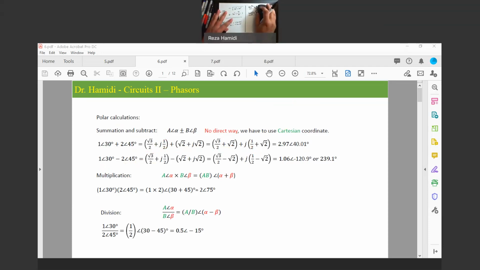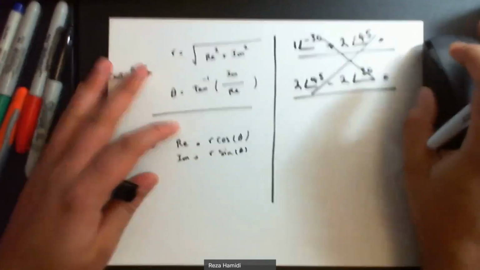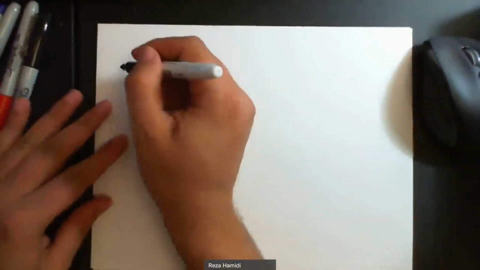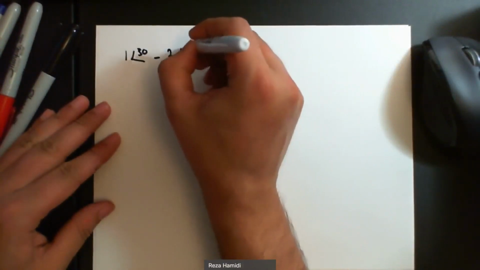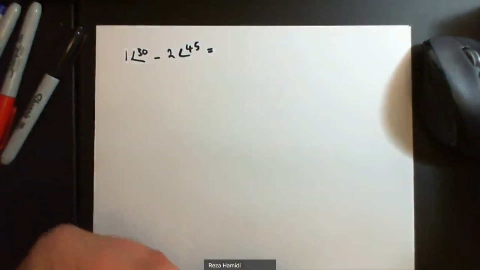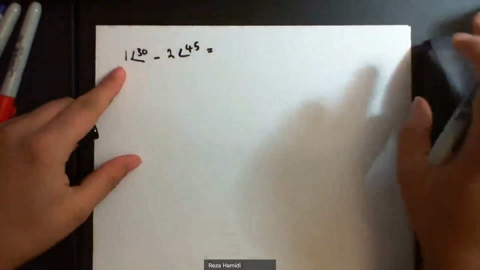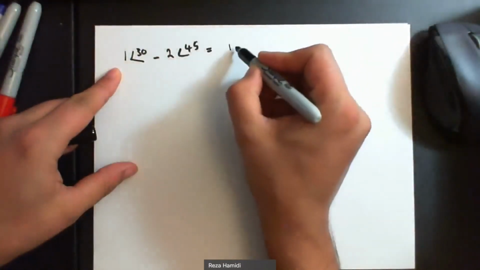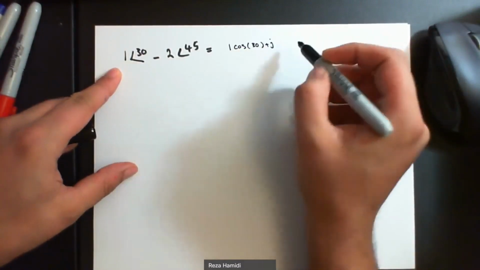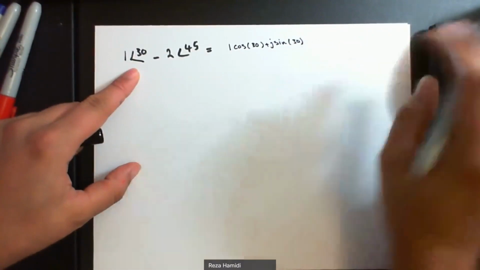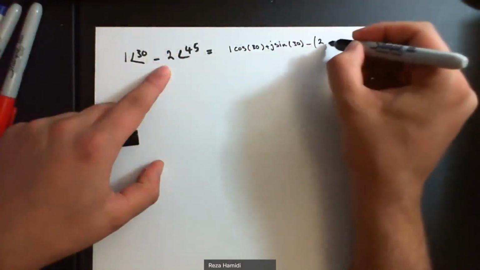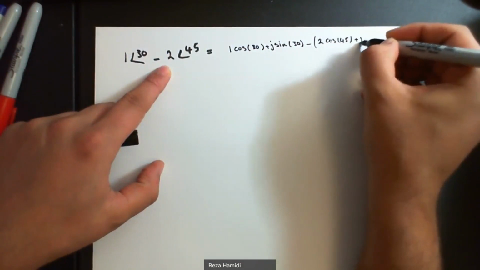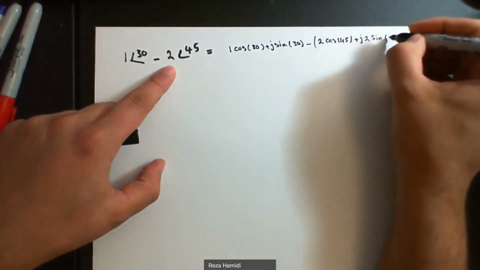Again, let me do this. Let me stop sharing and do the second one for you. Here, the question is this. 1 angle 30 minus 2 angle 45. First of all, I need to make 1 angle 30 Cartesian. It's 1 cosine 30 plus j sine 30. Excuse me, minus this part. 2 cosine 45 plus j 2 sine 45.